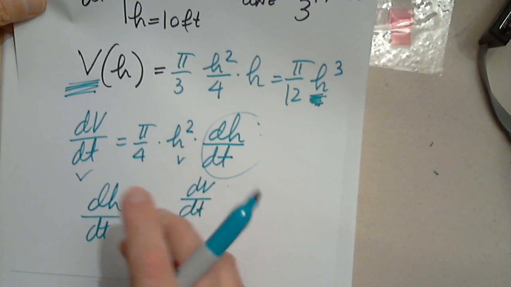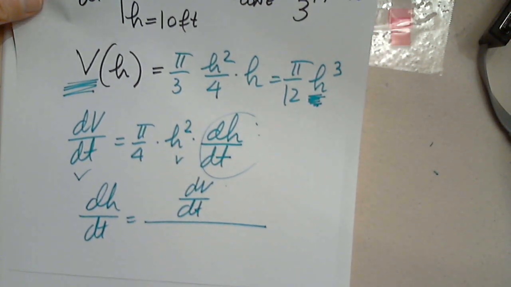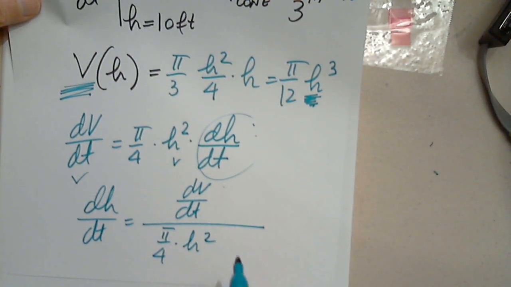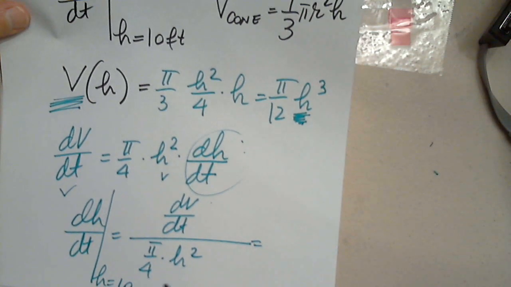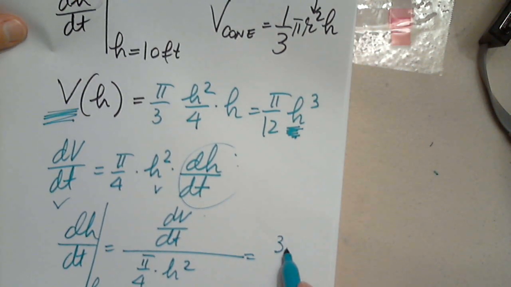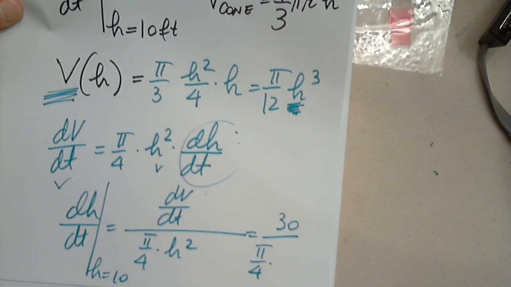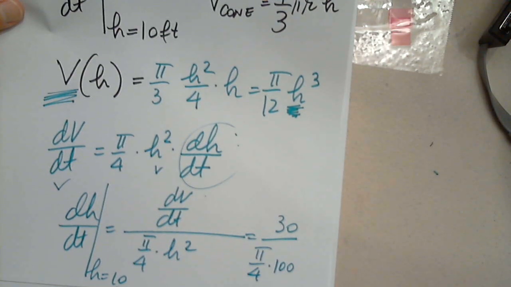dv over dt, you cannot separate this. This is just one rate of change. Over pi over 4 times h squared. And we are told that h is 10 feet. So the numerator is 30. The denominator is pi over 4 times 10 squared, which is 100.